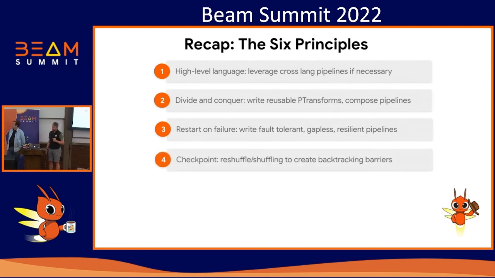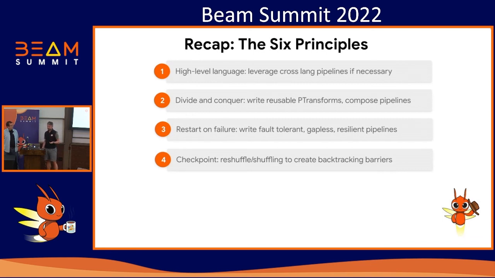Checkpointing. Shuffling and reshuffle transforms, in many cases, will lead to a checkpoint, depending on the runner specifics. So make sure that you understand the behavior of the runner that you're using. It can cause the runner to create a checkpoint, which will then be faster to return to.